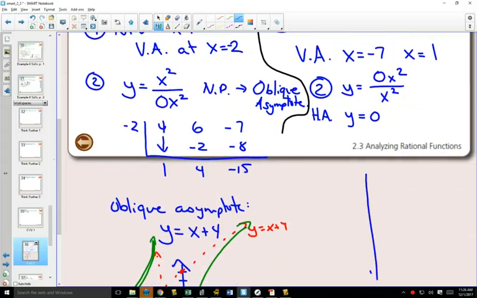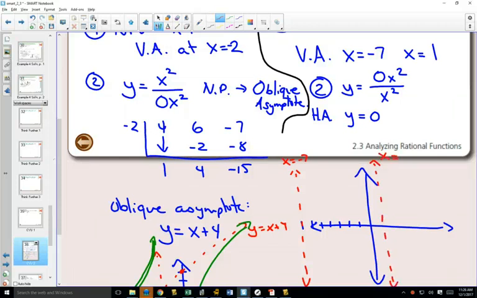So now going to graph it, we can label at negative 7 and at 1. Those will be our vertical asymptotes. And our horizontal asymptote will be at y equals 0. Again, if you have a red pen, do all of your asymptotes in red. It's almost like a sign you showed.